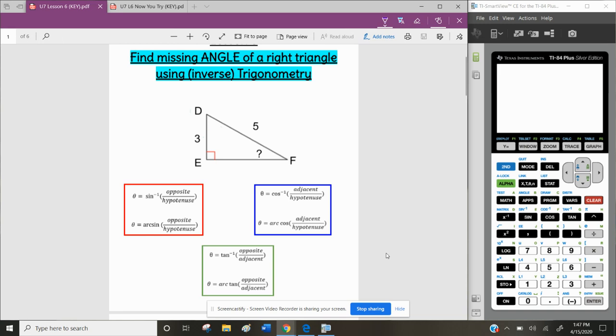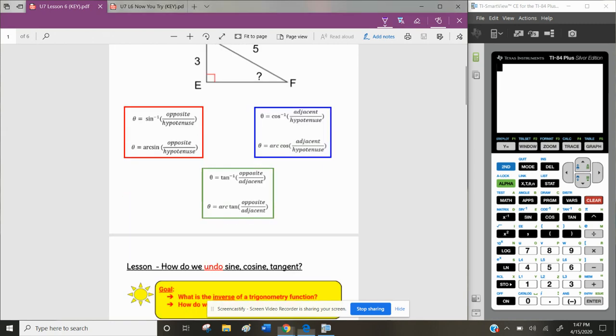We're going to find a missing angle of a right triangle using inverse trigonometry. So here is a right triangle where we are looking for angle F, and below I've identified what the inverse trigonometry equations are that we will be using. The ones in each box are the same equation. There's just different ways to represent them. So there are 3 equations there.